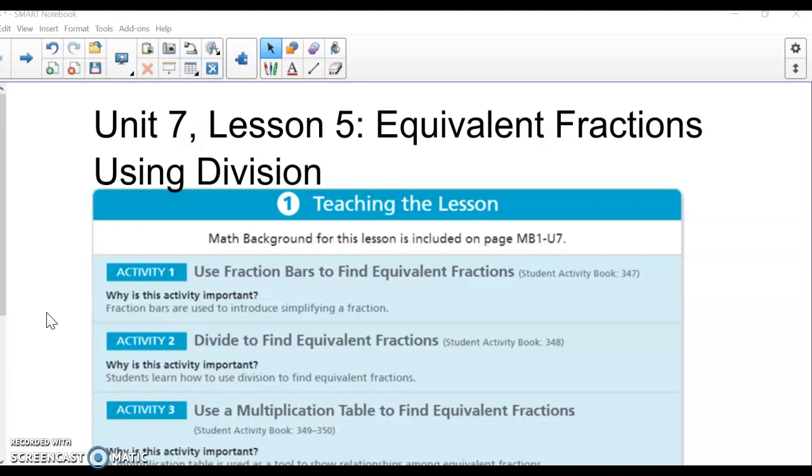You're going to see a lot of similarities and hopefully make some connections to our last lesson using multiplication. We're going to start with fraction bars again, and then we're going to see the division rule and learn that method and put it into place with some practice, using that multiplication table again if you need to.